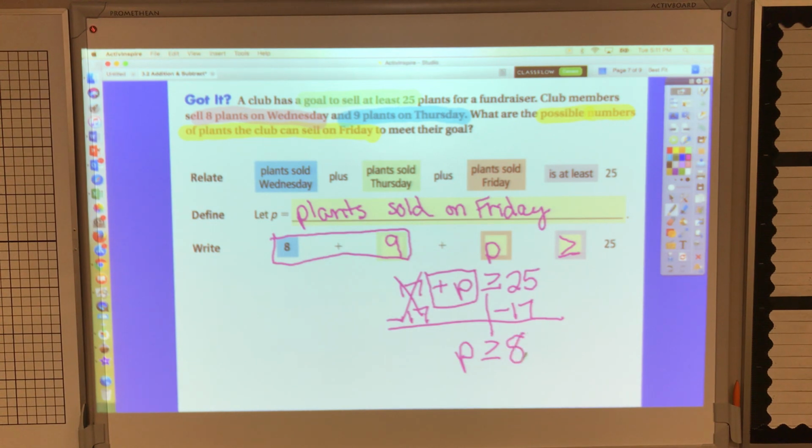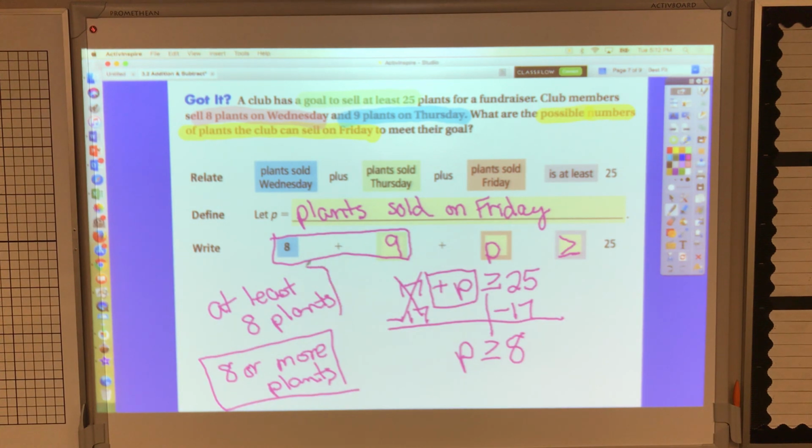So to write out my final answer, I'm not going to say P is greater than or equal to 8 plants. What I'm going to say is at least 8 plants, or I could say 8 or more plants. Either one of those answers would be acceptable. I don't have that greater than or equal to in my answer because we don't talk like that when we answer real life problems.